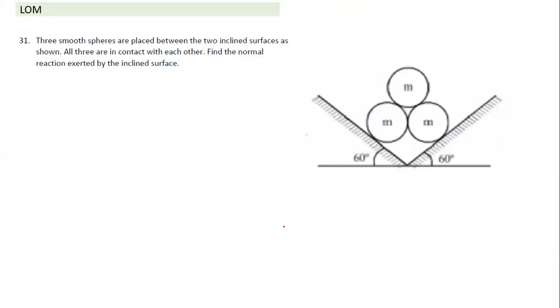Since we are almost running out of time, without just looking at the question, I say each reaction will be equal to 3 mg. Why would each reaction be equal to 3 mg? I'm saying this also will be 3 mg. Because there are three forces here. Gravitational force 3 mg.